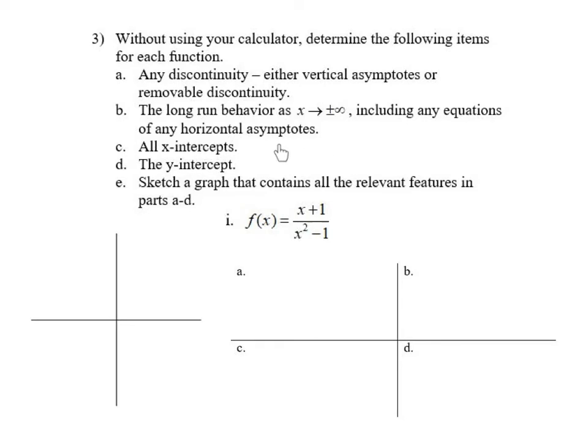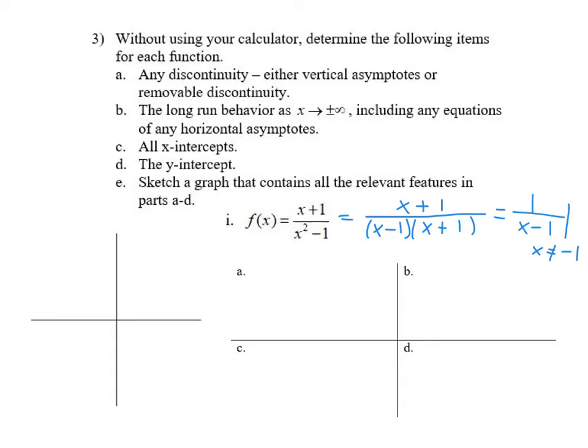And then part C, we're going to be doing some things we're pretty used to, finding x-intercepts. Part D, we're just going to find the y-intercept. Once we have all of that information, we should be able to sketch a pretty good graph of each rational function. So let's get started with this first one, and we'll do this one together, and then you can practice on others.